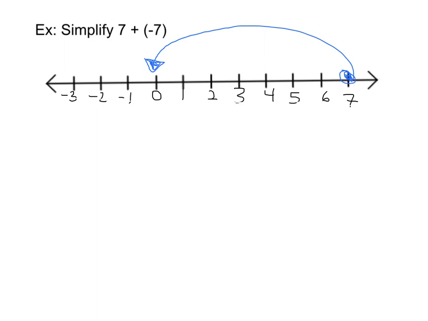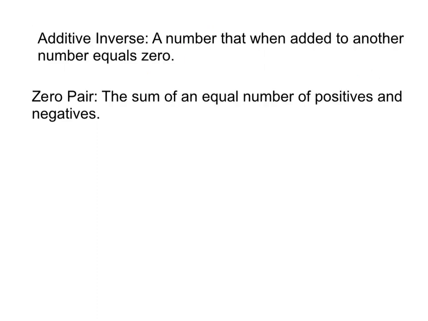So this is 2 examples now where I've added opposites and ended with 0. That is not a coincidence. The definition of additive inverse is a number when added to another number equals 0. The definition of zero pairs is when you have equal sets of positive and negatives and you're adding them together, it will equal 0. We're going to take a second to write down the definition. Please make sure that these definitions are in your notebook.